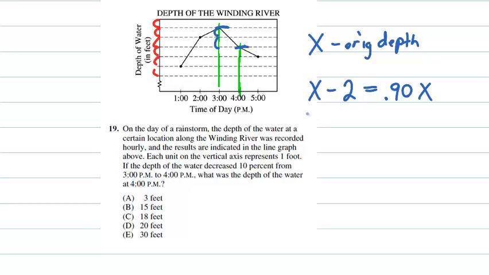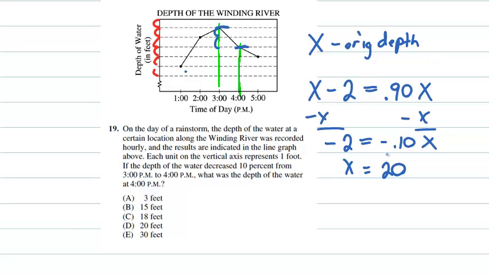Now I can just do my algebra. Take away x from both sides. Negative 2 equals negative 0.10x. Divide both sides by negative 0.10. And x is 20. So our original depth was 20.